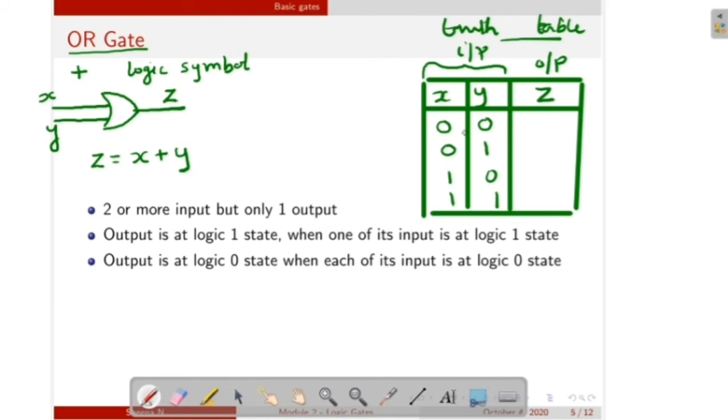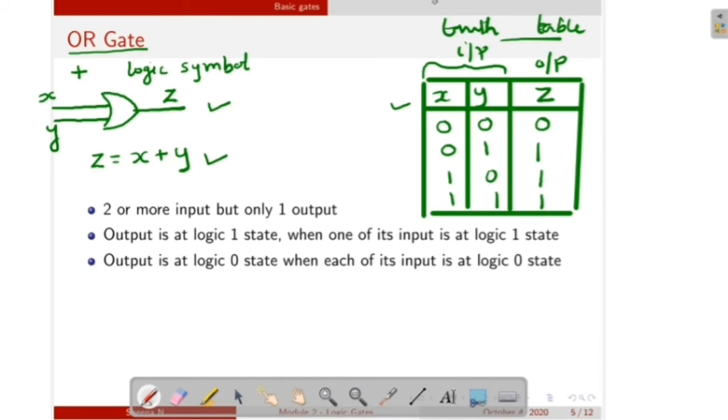In the case of an OR gate, when both inputs are 0, then output is equal to 0. If any one of the inputs is equal to 1, then output is equal to 1. Okay, so this is the truth table for the OR gate, then this is the logic symbol, and this is the logical expression for the OR gate.